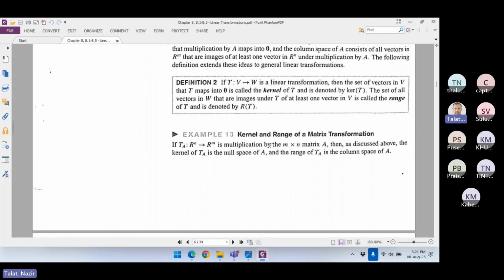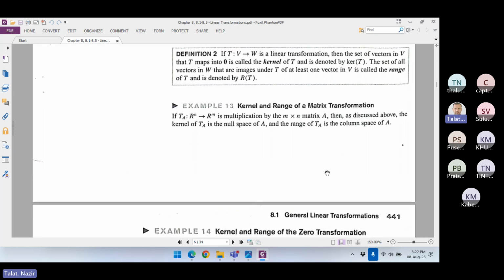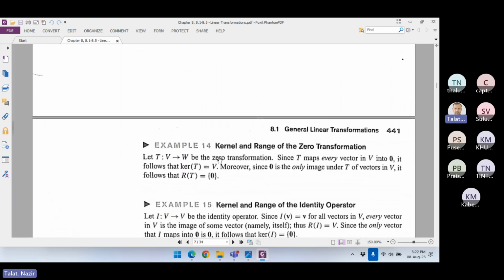Now, first of all, the kernel and range of a matrix transformation. If T is a transformation from Rn to Rm, then we can see the null space. Null space means the collection of all those elements whose image is 0 in Rm. Also, the range of T is the column space of A. Behind the linear transformation, there are matrices. So this is the same idea, which is equivalently present over here.